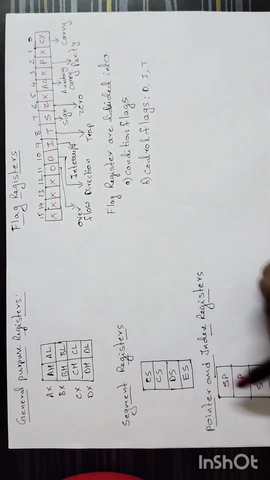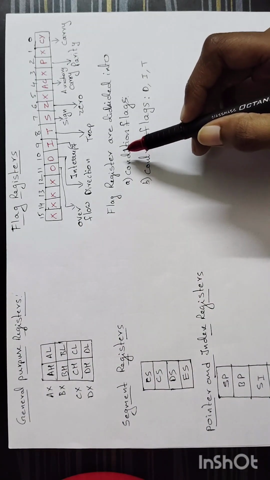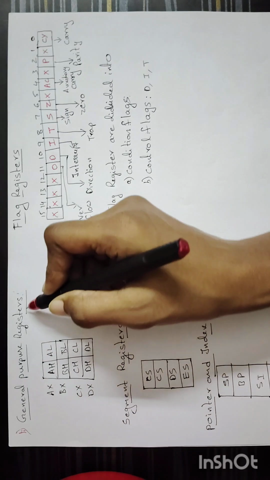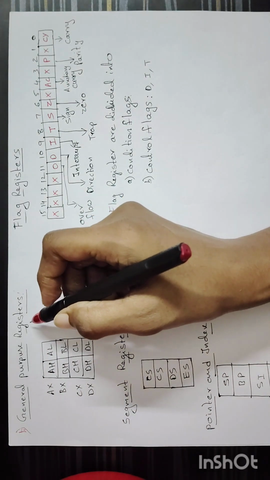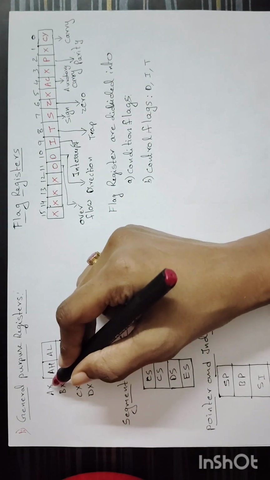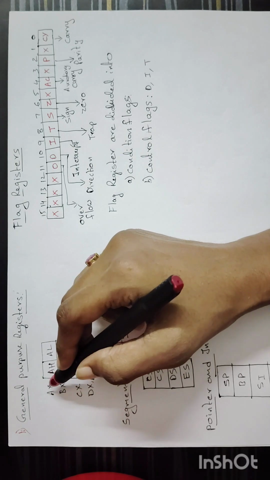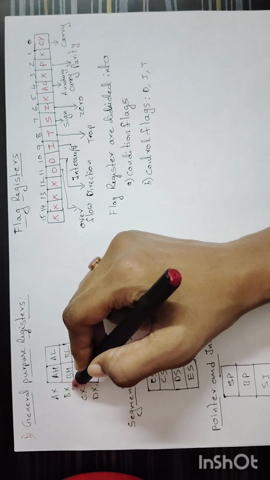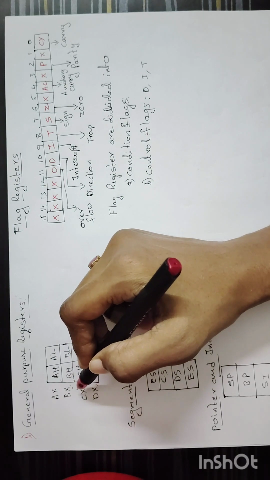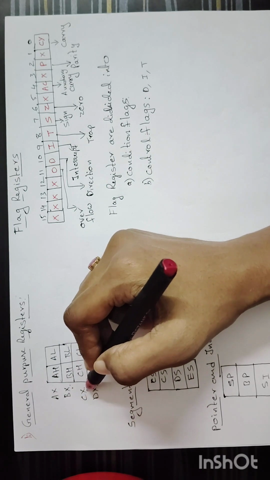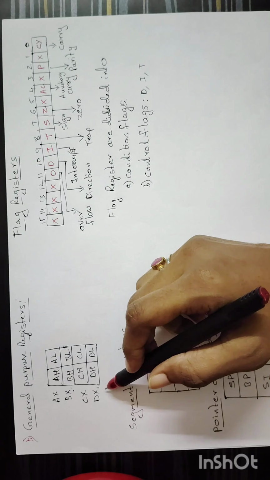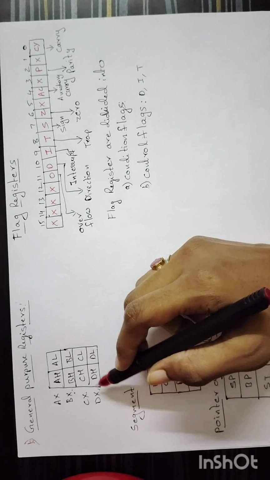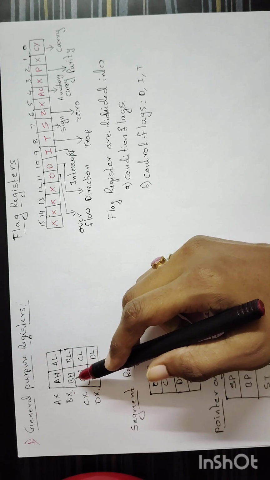All these are the different types of registers of 8086 microprocessor. The first one is general purpose registers. Here the general purpose registers are AX, BX, CX and DX. AX is the accumulator, BX is the base register, CX is the count register, and DX is the data register. So all these are the different general purpose registers.